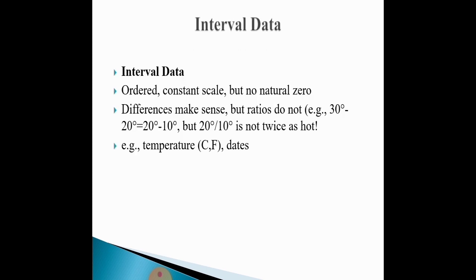Interval data, ordered, constant scale but no natural zero. Differences make sense but ratios do not. Example, 30 degrees minus 20 degrees is equal to 20 degrees minus 10 degrees, but 20 divided by 10 is not twice as hot. Temperature, dates, temperature in Celsius and Fahrenheit.